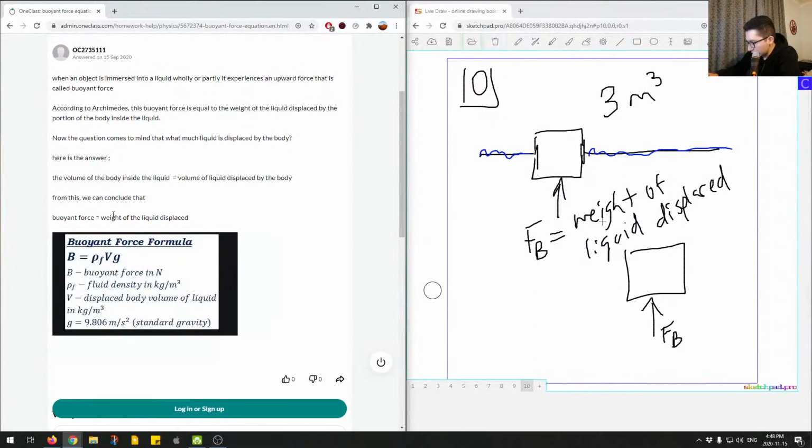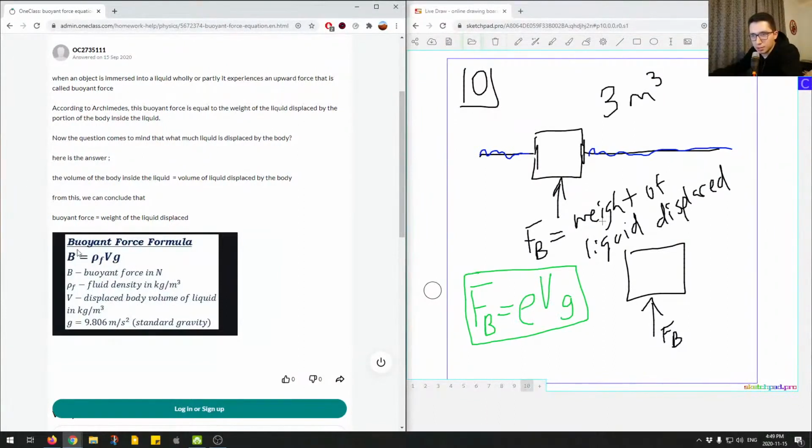Okay, finally we get to the formula. The formula here is FB, and I'm going to write this in green. FB is the density times the volume times gravity. So this is really the formula. This is how I write it. Here they wrote it a little differently.